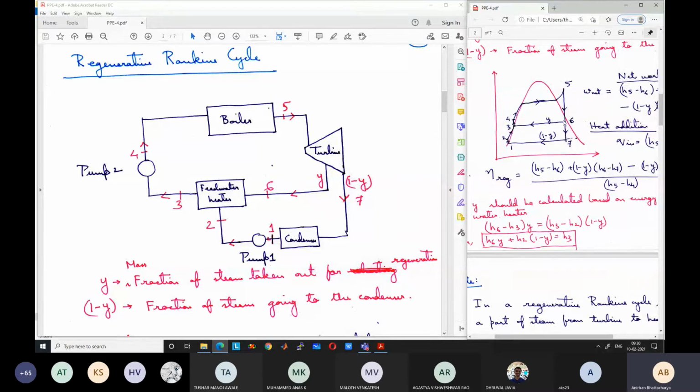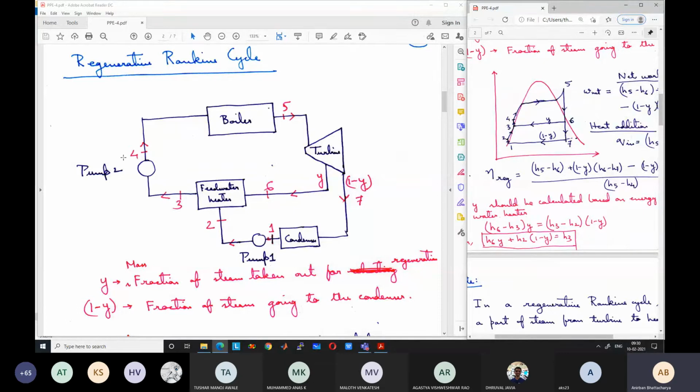The entire mixture means it has both the components, the part that is brought from the turbine as well as the part which is coming from the condenser. So the mixture comes to state 3 and is pumped to state 4. Okay, so state 4 is at the boiler pressure, and then it is passed through the boiler.